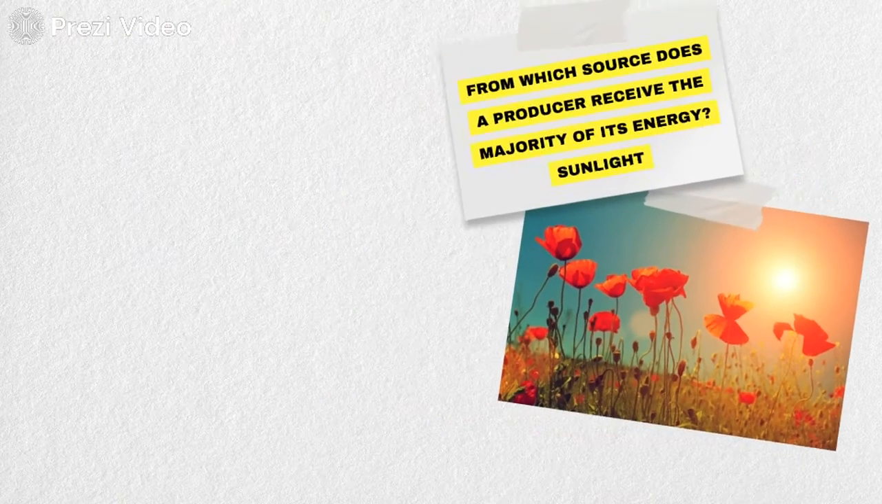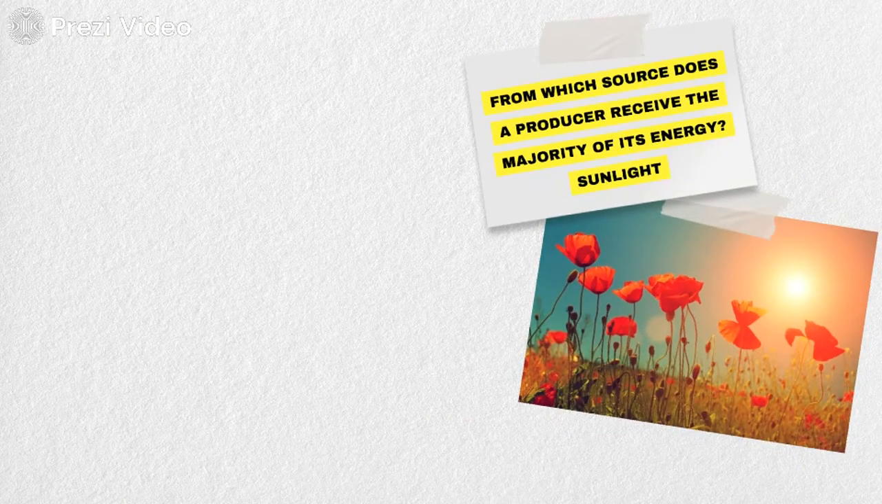All right, our next one. From which source does a producer receive the majority of its energy? And that answer is going to be sunlight. Sunlight gives the producer the majority of its energy. That sun's powerful.